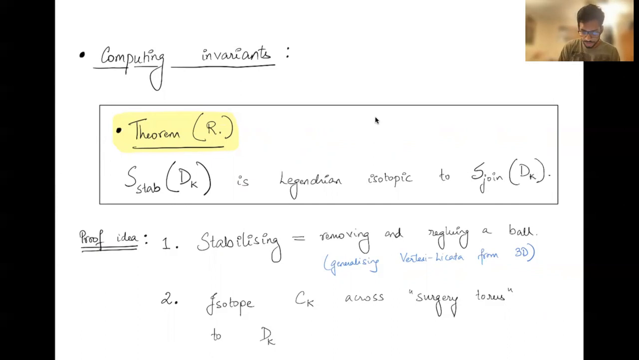And so the idea to show stabilizing as an embedded operation is generalizing an idea of Van Koert and Licata in 3 dimensions. And we essentially show that stabilizing is the same as removing and regluing a codimension 0 ball. Okay. So once we do that, we can interpret the monodromy Dehn twist as a Legendrian surgery, and then you can isotope sort of the core of the two handle across the surgery torus to the disc, and that allows us to construct the isotopy between these two Legendrians.